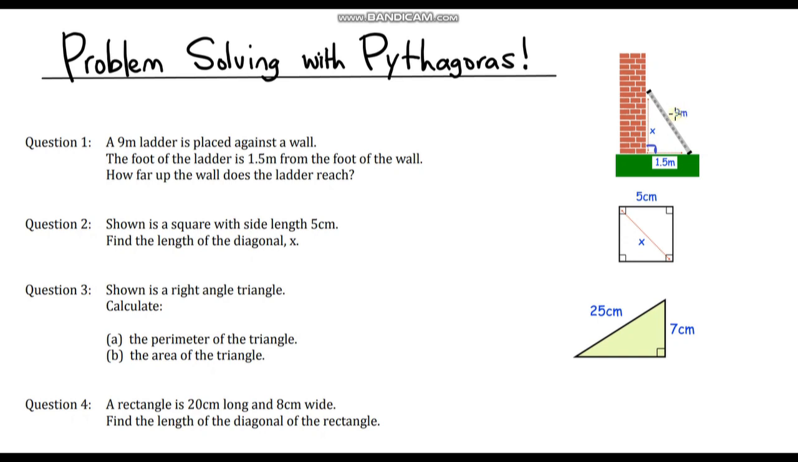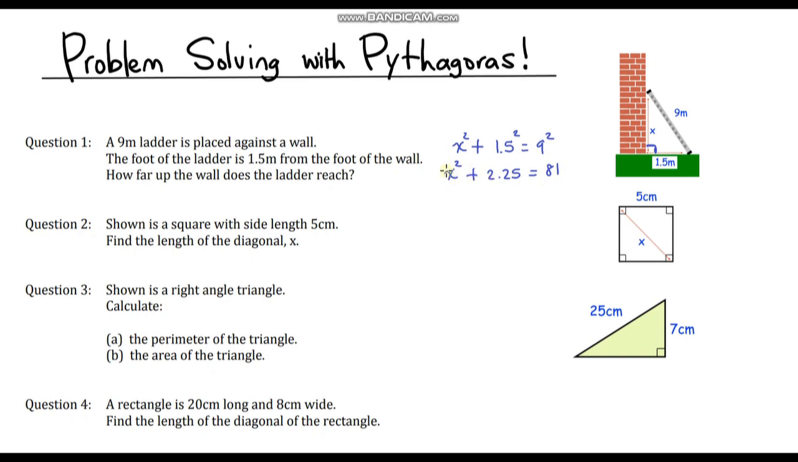hypotenuse squared. So if we write out an equation, if we square this value, so x squared, and then we add on this value squared, so 1.5 squared, well, that will give us the hypotenuse squared. That will give us 9 squared. So let's just work out what these are first. We've got x squared plus 1.5 squared. Well, 1.5 squared is 2.25, and that is going to equal 9 squared, which is 81.